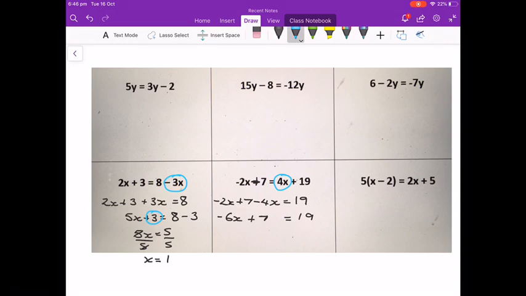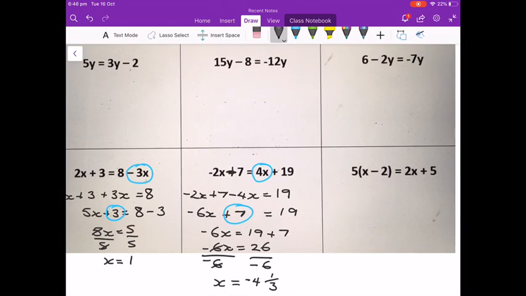My next step is to take that number and put it on the right hand side. So I have negative 6x equals 19 add 7. So then I have negative 6x equals 26. Now I only want 1x, so I divide both sides by negative 6. And 26 divided by negative 6 is negative 4 1/3.